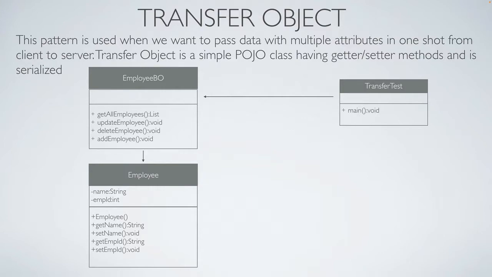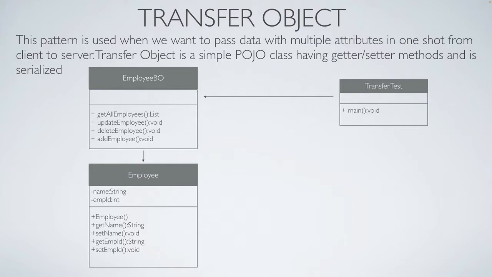The server-side business class normally fetches data from the database, fills the POJO, and sends it to the client, or passes it by value. The business object will fill the transfer object with data, whereas the transfer object is a simple POJO that has getters and setters. The client either requests or sends the transfer object to the business object.